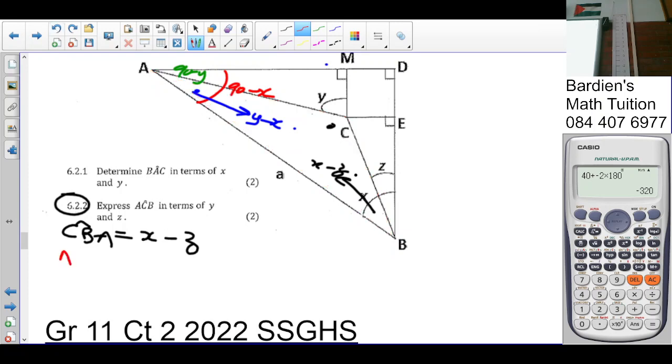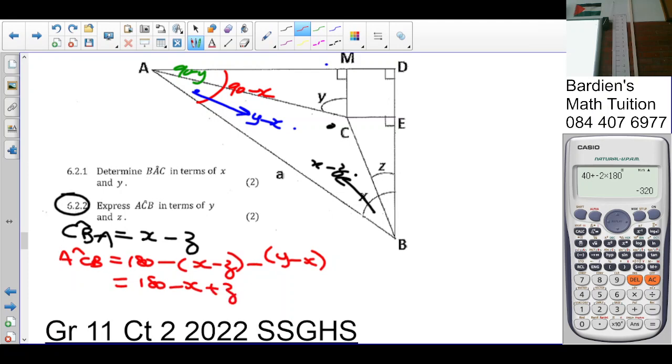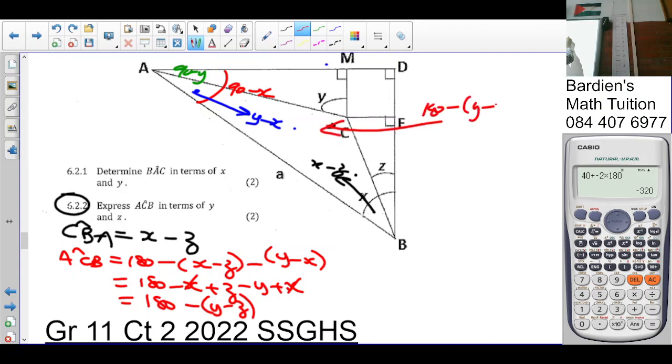So ACB is equal to 180 minus (x minus z) minus (y minus x). That simply gives us 180 minus x plus z minus y plus x. The x is cancelled. So I'll get 180 minus y plus z, or 180 plus z minus y. It's the same. Okay? So that's 180 minus y plus z, or if needed, the other way around, as I indicate. Alright.